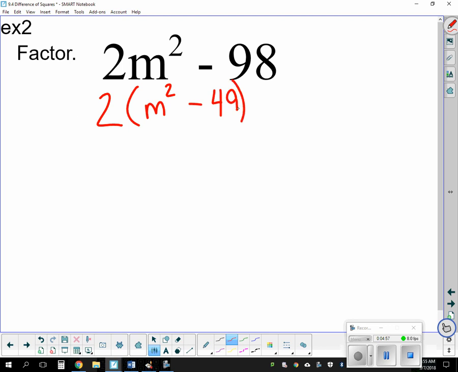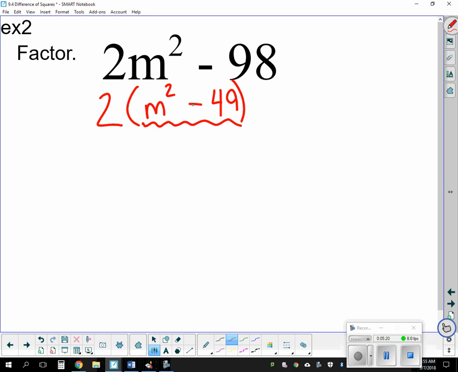Now, just because I did one thing doesn't mean I'm done. You need to always continue to keep factoring until you cannot factor any further. Okay? So looking at what I still have in here, can I factor that? Well, there's two terms, so I need to check and see if it's a difference of squares. Is there a difference? Is it subtraction?